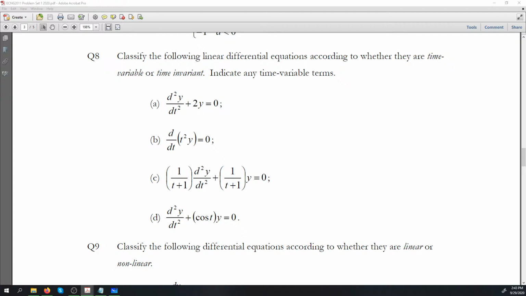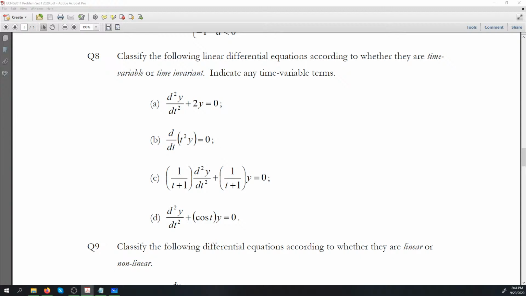Alright, so a shortcut method for determining if these equations are time variant or time invariant is to see if any of the terms in the equations depend explicitly on t. For question 1 here, this is y double prime of t plus 2y equal to 0, and as such, there's no component here being multiplied by t accordingly. So this one is going to be time variant, if I am saying that correctly.